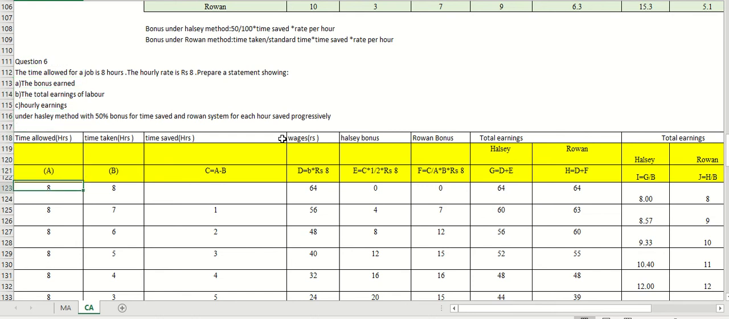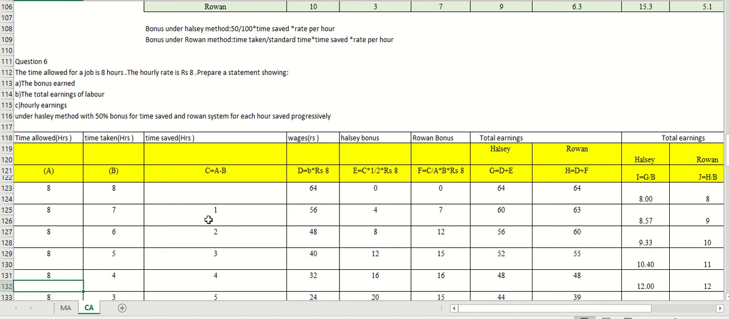So the time allowed is 8 hours. The time allowed remains the same, which is 8 hours. And the time taken is what we are supposed to calculate. They are telling us for each hour saved progressively. So each hour is saved in the time saved.